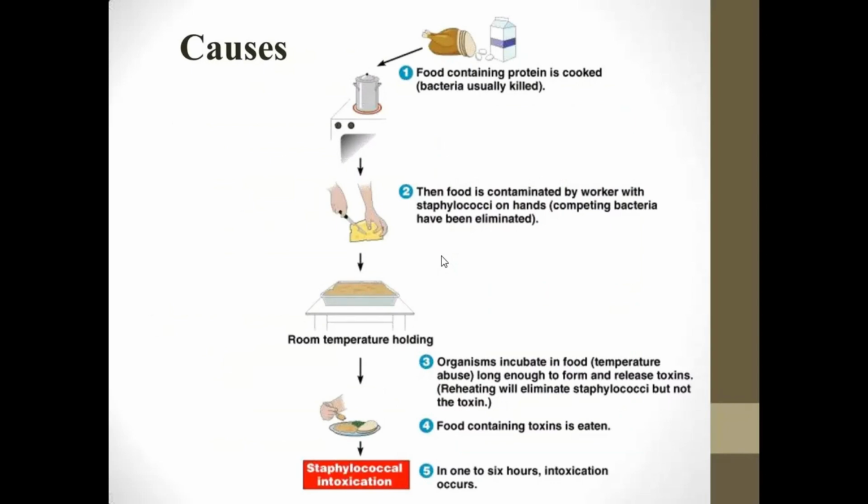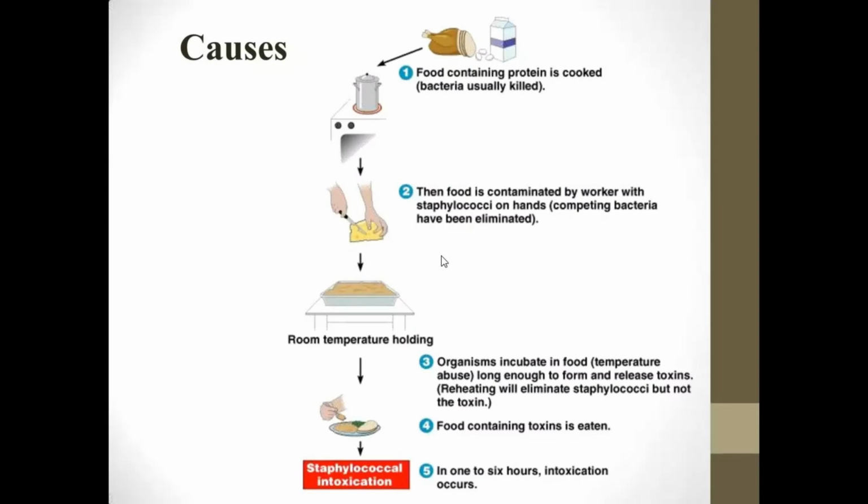If you are holding that food at room temperature for a longer period of time, that gives these bacteria a reason to keep multiplying, and as they multiply, they start releasing toxins. Later on, even if you reheat your food, the staphylococci, which are vegetative cells, get killed, but the toxins still remain in the food.